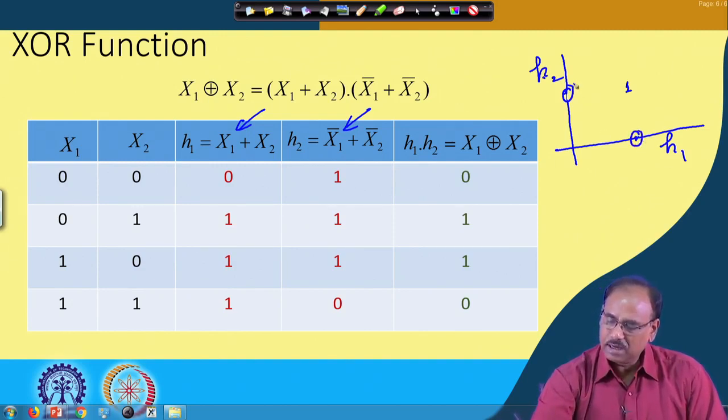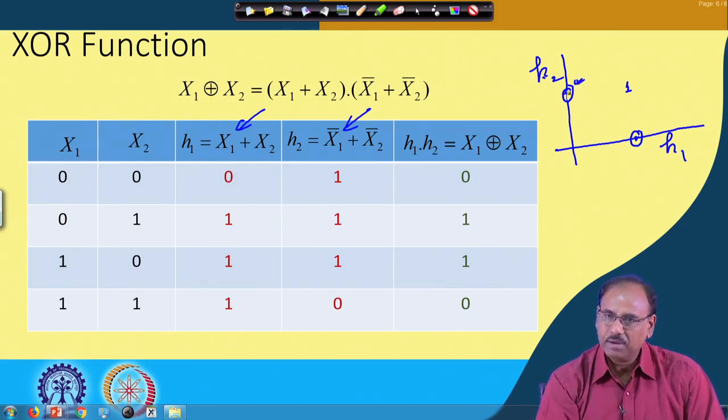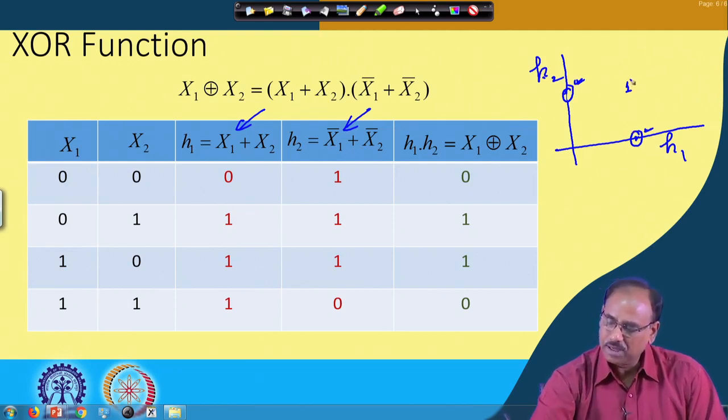So, you find that this is the place where I have XOR output 0, this is the place where I also have XOR output to be 0, and this is the place where I want to have XOR output to be 1. And now you find that they are linearly separable.